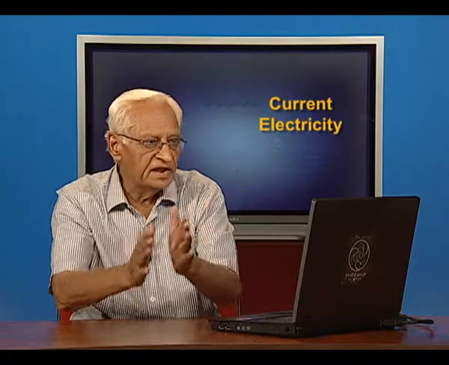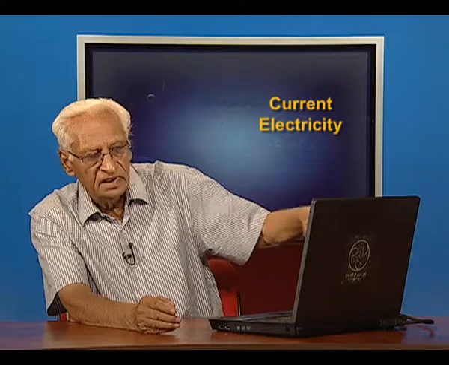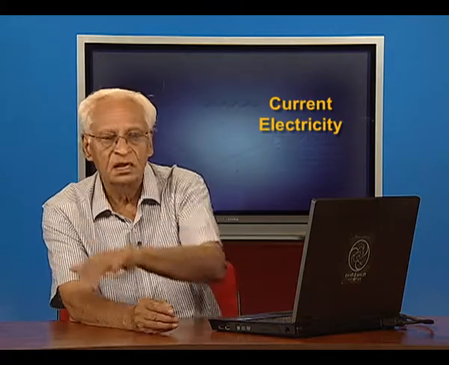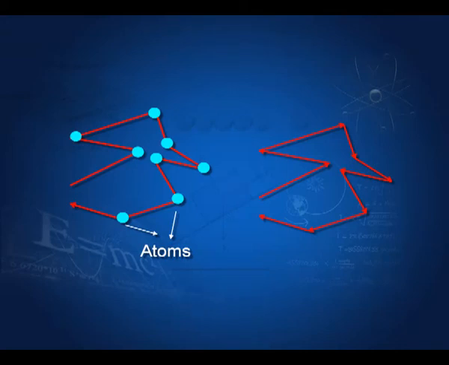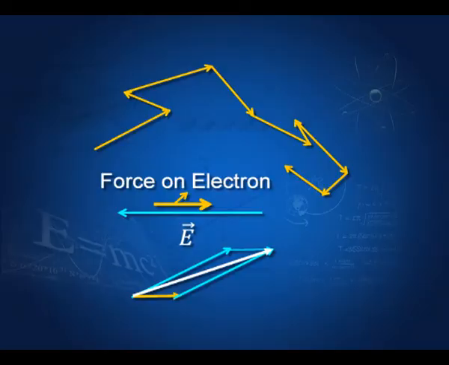Now, I apply an electric field. Then the electron feels a force in a direction opposite to that of the field. The field is in this direction, and the electrons get a kick and acceleration in the opposite direction. And now, what happens? On each of these vectors, which were random, I am now adding a systematic component to the right. So, what happens is that there is now a slight displacement of electrons.